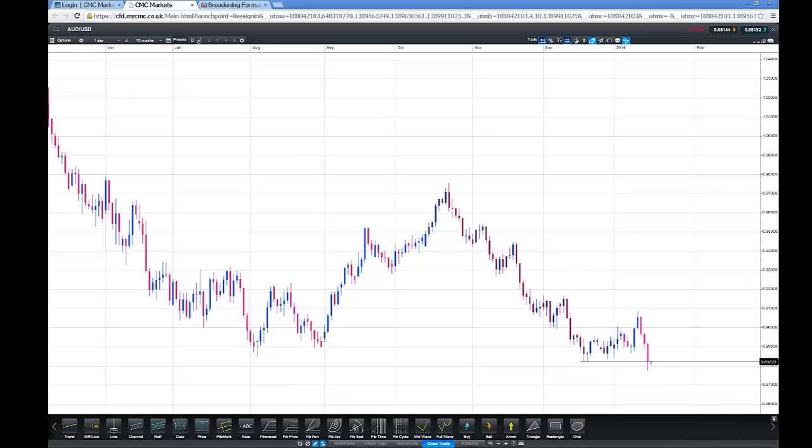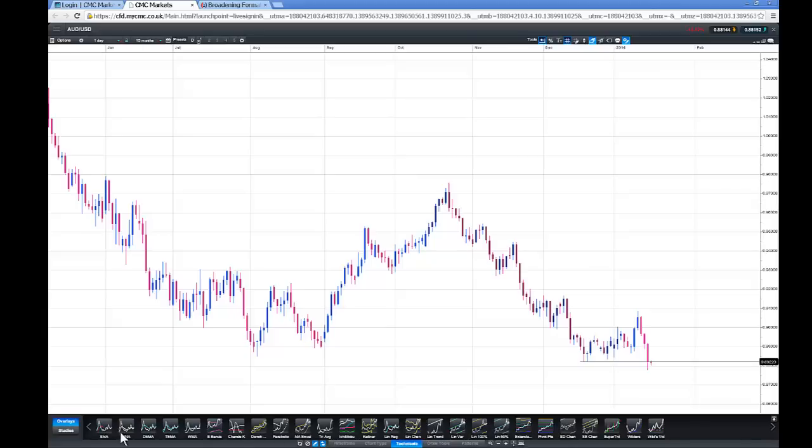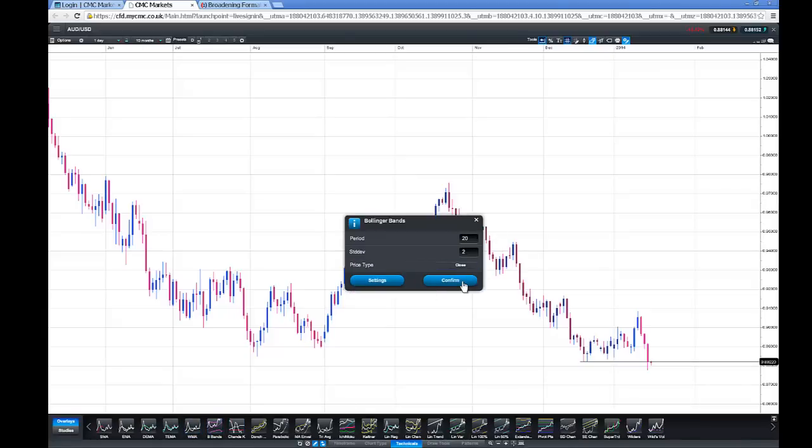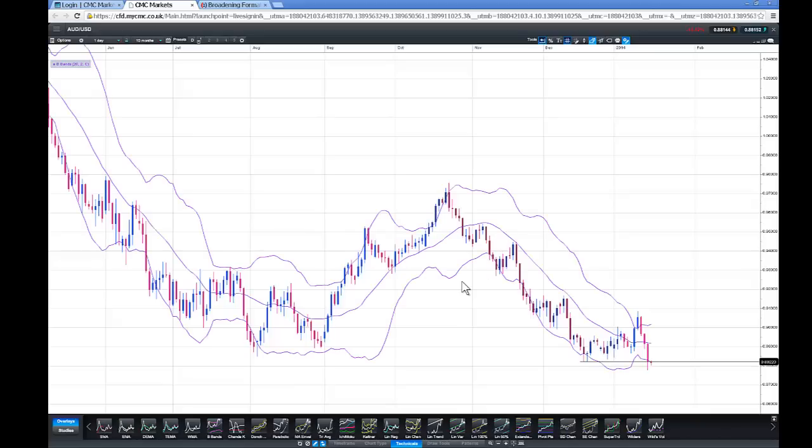Well, Bollinger Bands can help us make up our minds around this. So let's add them to the chart. We will go to the technicals, select overlays and Bollinger Bands. We'll keep 20 periods and 2 standard deviations. And here are our Bollinger Bands with the moving average in the middle. Let's also add in our Bollinger Band width.